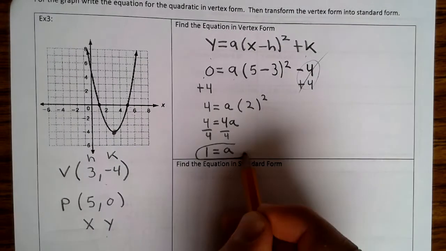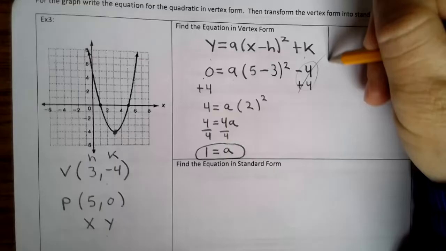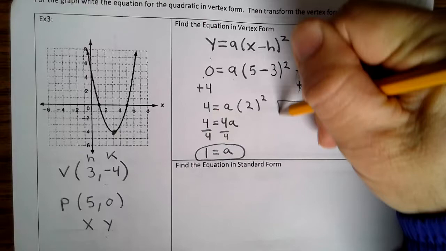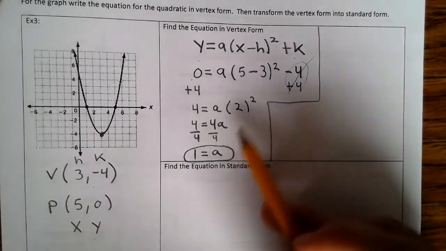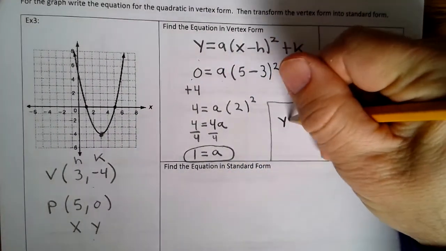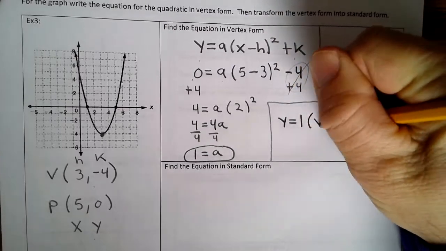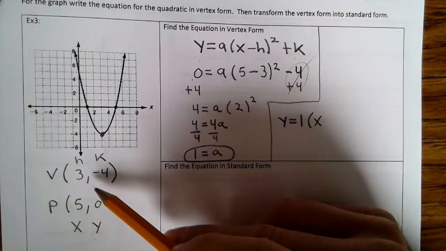Now, once you have the a value, you can write your equation. So y equals 1 times (x minus your h value, which we already have is 3) squared minus 4.